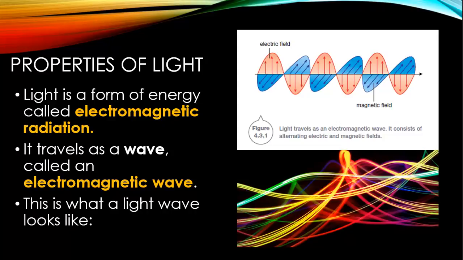Light is a form of energy called electromagnetic radiation. It travels as a wave called electromagnetic waves. It looks like this image here at the top right, where you've got light traveling in this electromagnetic wave where the electrical fields and the magnetic fields alternate. It's sort of similar but different to a sound wave, but we know that light travels as a wave.